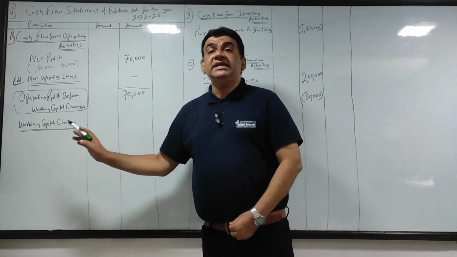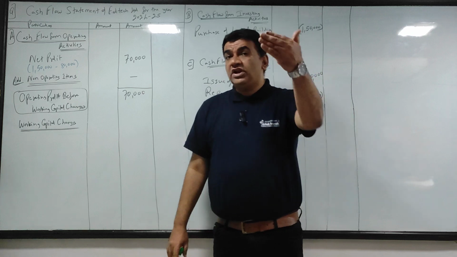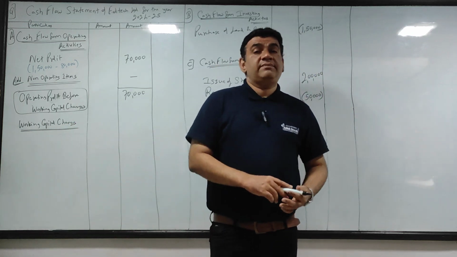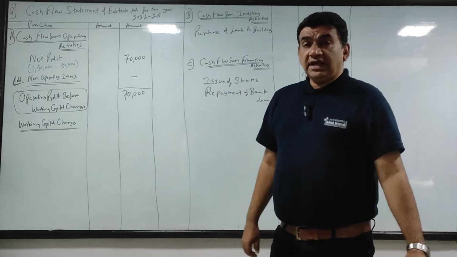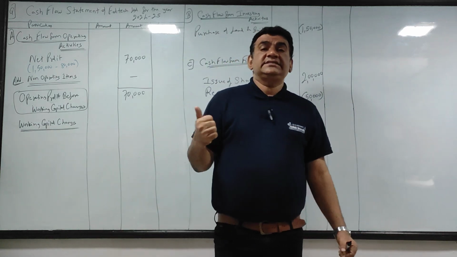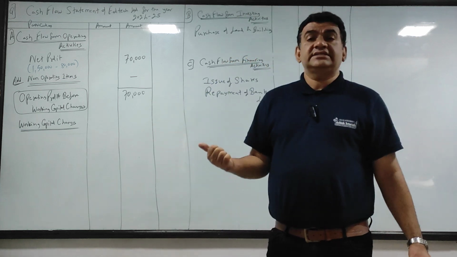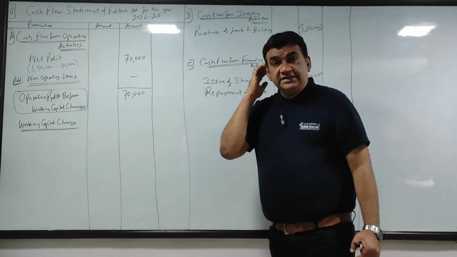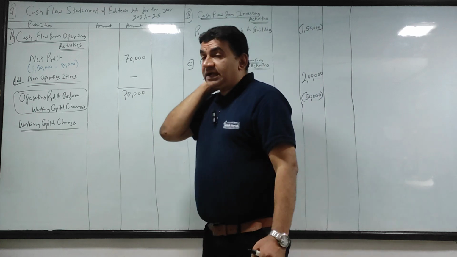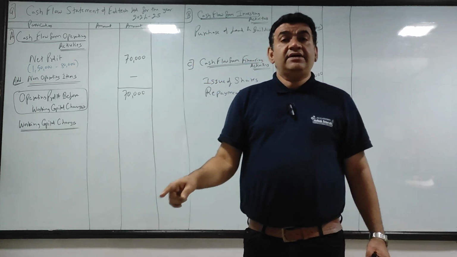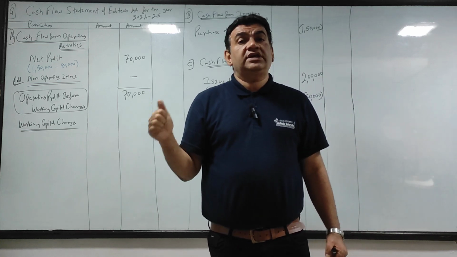Okay, now see working capital changes. You all have done in vertical balance sheet. What is the accounting equation of working capital? Working capital क्या होता है? Working capital is the difference between current assets and current liability. Working capital is the difference between your current assets and current liabilities.